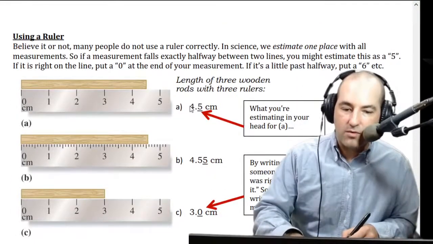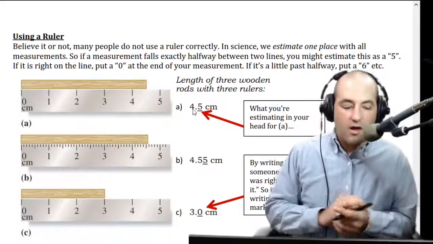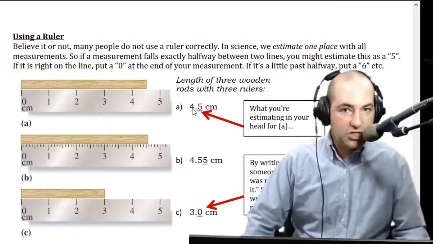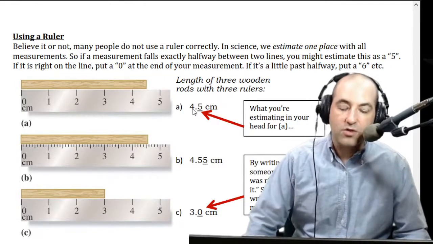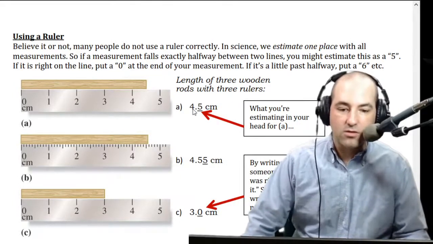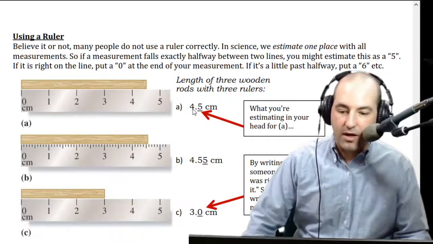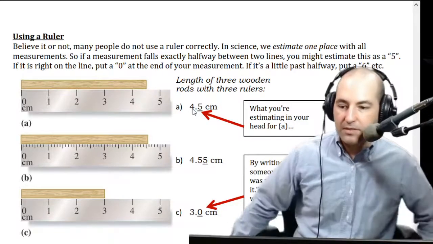The other tools that we use in the lab, I'm not going to say they're harder, but they don't have a direct digital readout that you can just write down. So you have to decide how you're going to write that measurement. And this is where a lot of people sometimes can get messed up. So let's spend a little bit of time on this.